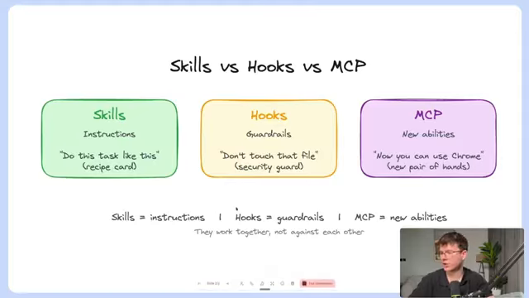So again, skills are instructions, hooks are guardrails, and MCP are new abilities. They work together, not against each other. So they're different things, right? But when you combine all those three things together, that's when Claude Code starts to become really, really powerful.